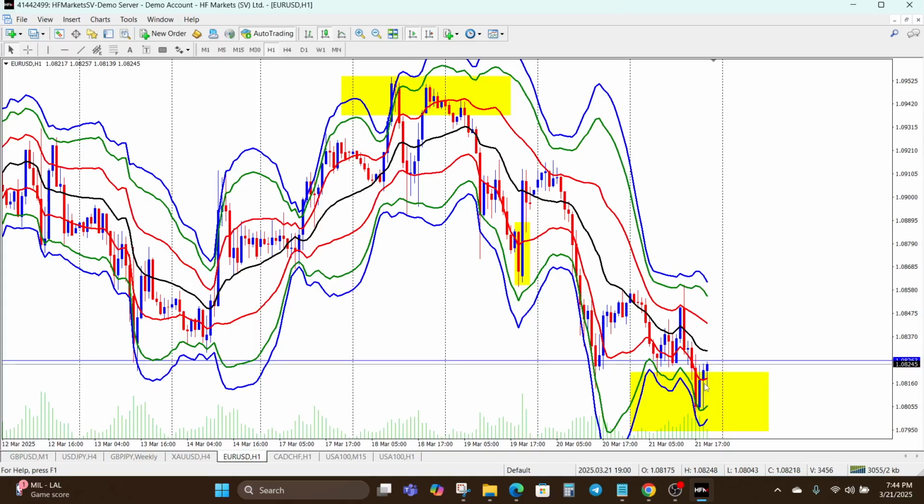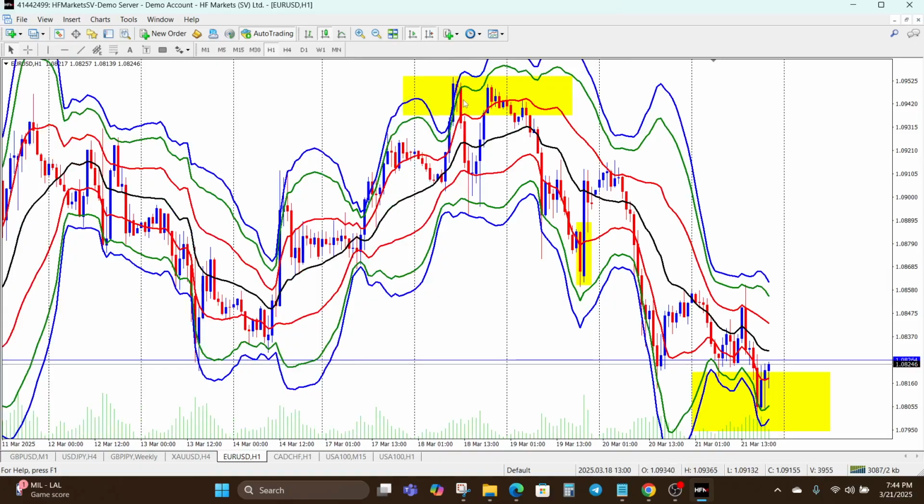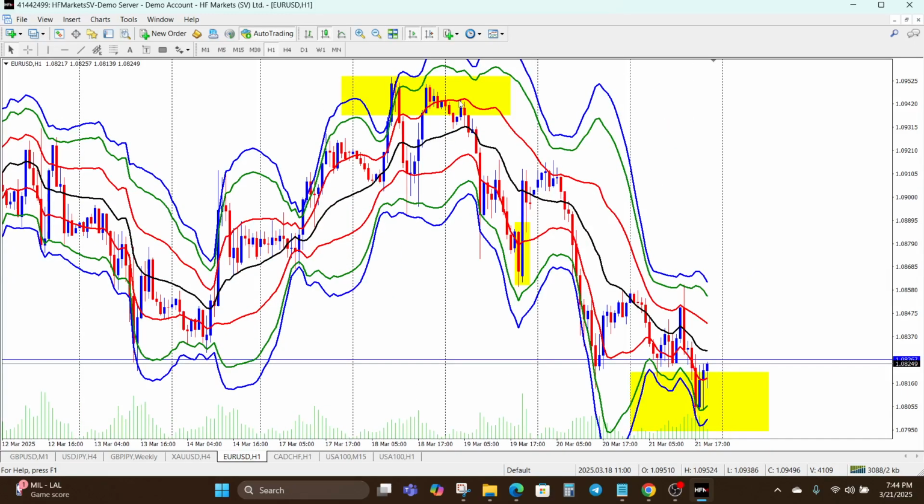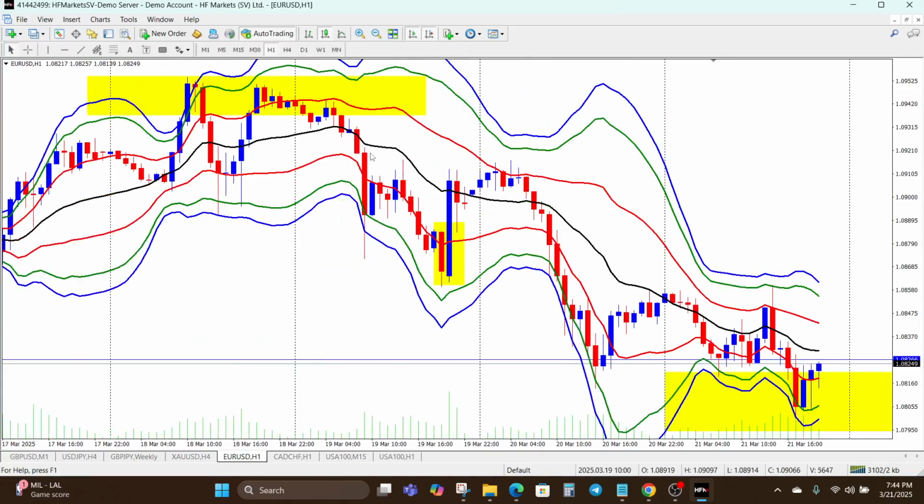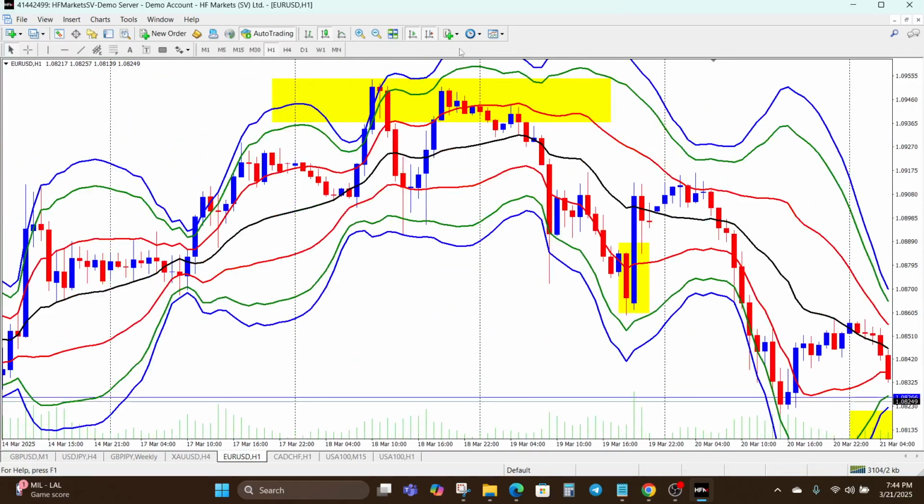Then if price reaches the upper band, you look for a bearish candlestick pattern. Could be a shooting star, a bearish engulfing, or even a doji, for your sell signal. Now let us look at what happened here.